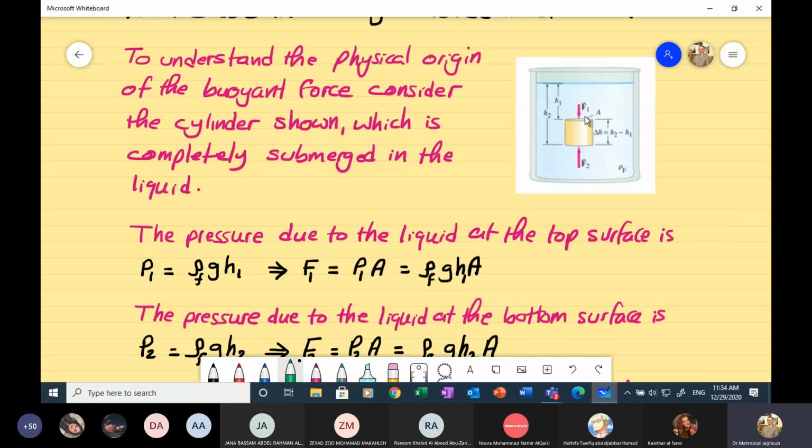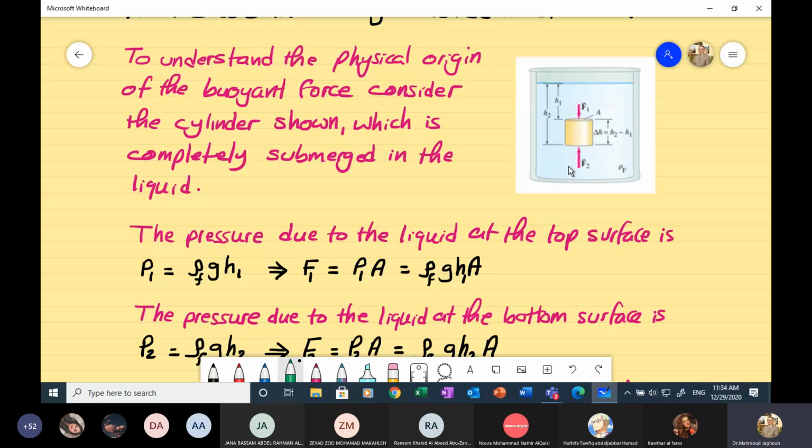Okay, so now we want to understand the physical origin of that force. To do that, look at this cylinder. It's a cylinder which is in a liquid. We will take it as water for simplicity. It can be any liquid. Now, you see that the top surface of this cylinder is at a depth h1 below the surface of the liquid, while the bottom surface of the cylinder is at a depth of h2 below the surface of the liquid.